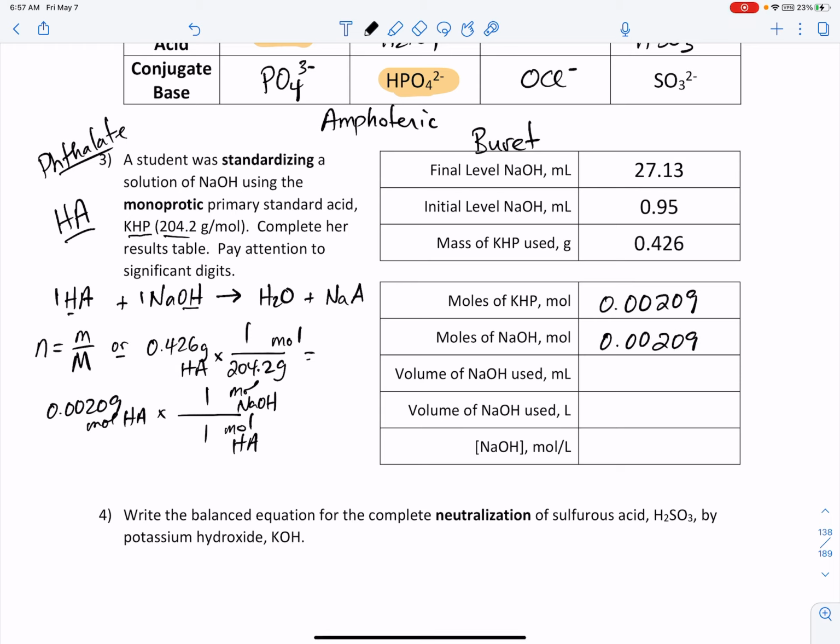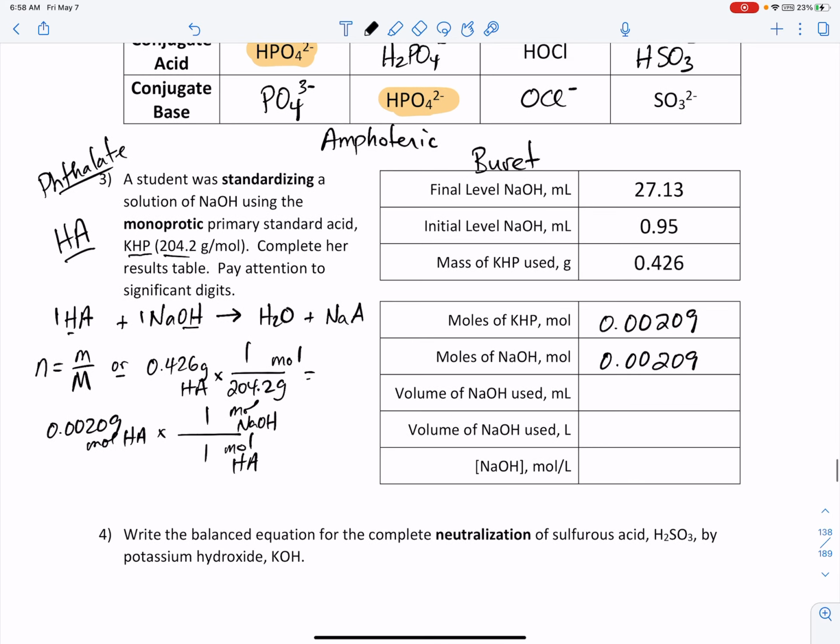If they were reacting in a 2-to-1 ratio or a 3-to-1 ratio, then we would know when we set up that multiplier if we should multiply by 2 or divide by 2, multiply by 3 or divide by 3, etc. The next thing is how many milliliters of sodium hydroxide were used. While looking up at the burette, we know the initial and the final level from the burette, so we just subtract those two numbers. 27.13 milliliters minus 0.95 milliliters, the student used 26.18 milliliters of base.